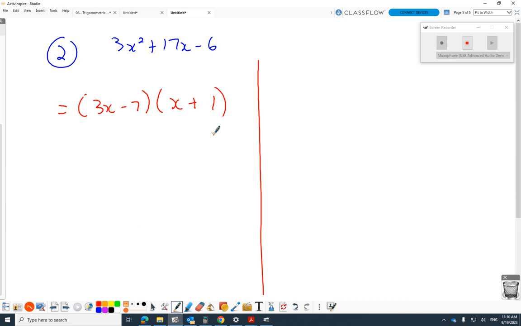3x times x is 3x squared. 3x times 1 is 3x, minus 7 is not 17. He's off to a good start. It needs a little more work to get the right numbers, because negative 7 times 1 is not negative 6. But that's how to do them: you write something down and you multiply it out and see what works. So if you're using the use-your-brain method, I think he's on to something there. 3x and x are definitely the two terms that this thing starts off with.